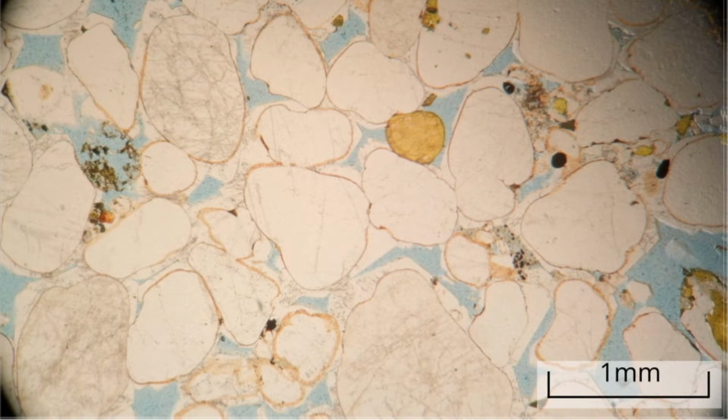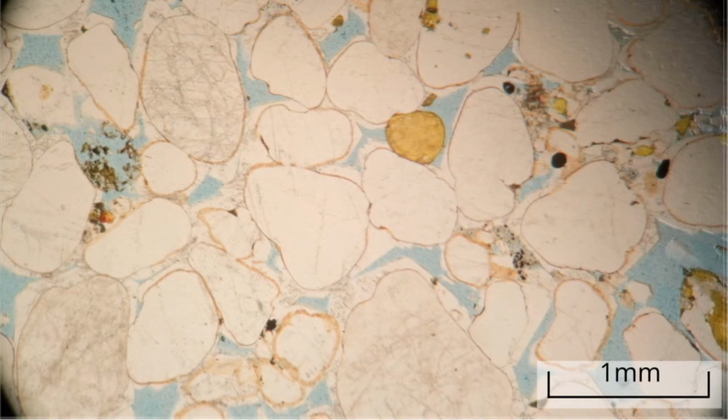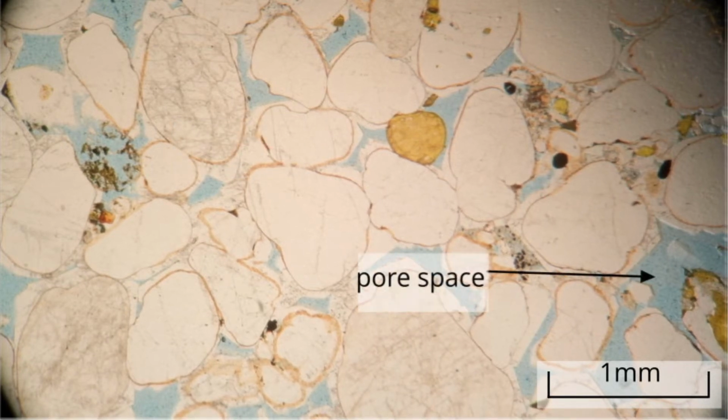In plain polarised light, the grains have low relief, which means that they don't stand out from the section. In this thin section, the pore spaces have been vacuum impregnated with blue stained resin so that they are easily recognised in plain polarised light.